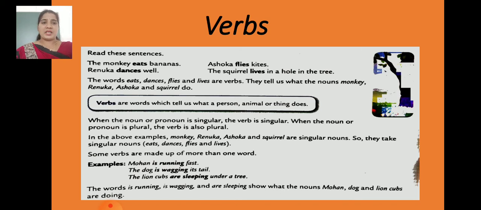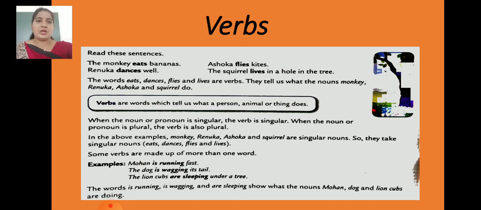You have to keep this in your mind, children. In the above examples, monkey, Renuka, Ashok and squirrel are singular nouns, so they take singular verbs like eats, dances, flies and lives. Understood, children? Some verbs are made up of more than one word, like Mohan is running fast, the dog is wagging its tail, the lion cubs are sleeping under a tree. The words is running, is wagging and are sleeping show what the nouns Mohan, dog and lion cubs are doing. So what you have to understand here, children, is that verbs are words which tell us what a person, animal or thing does. Understood, children? Is it clear to everyone?